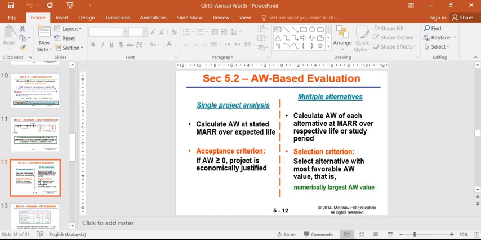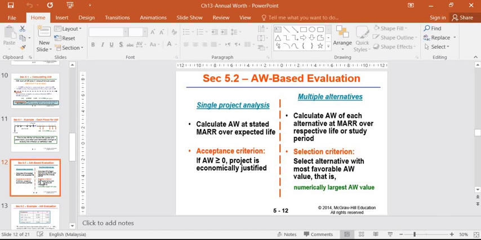Then we have multiple alternatives. We have to calculate AW for each alternative over the expected life of the study. You want to select the project that has the more favorable AW, normally the largest AW. We select that one. So if we have two projects, A and B, or X and Y, we calculate the annual worth, see which is the largest, then select that one.